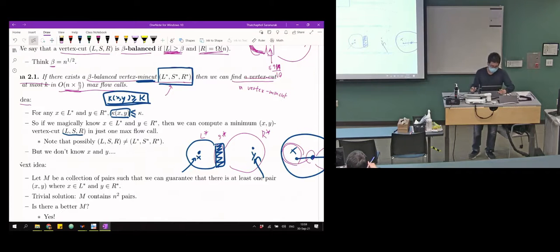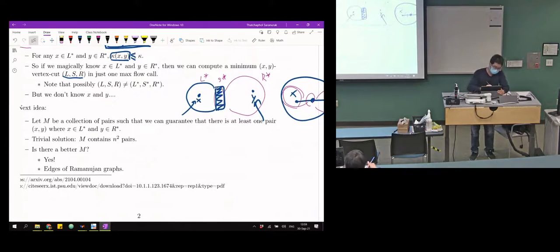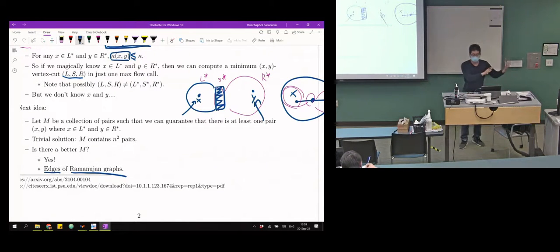So let's look at the edge set of a Ramanujan graph and take it as your collection of pairs. This is a completely different graph, right? You have your own graph G, and there is another expander graph. Take the edge set of the Ramanujan graph, and that is your collection of pairs XY.